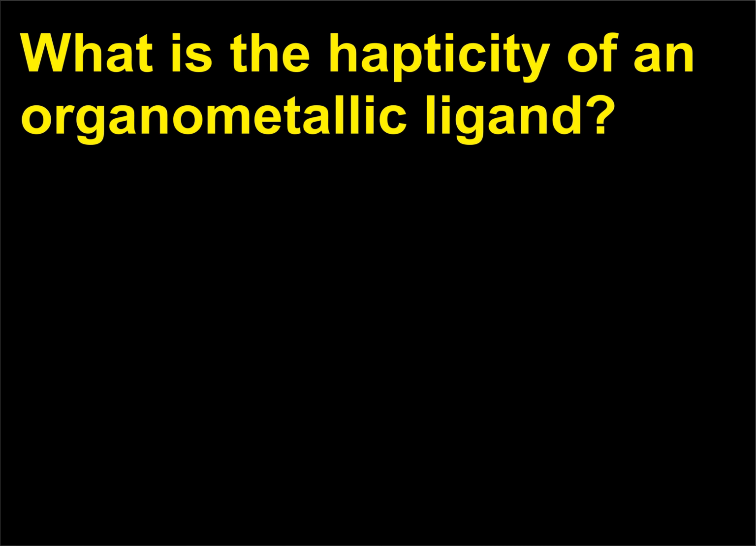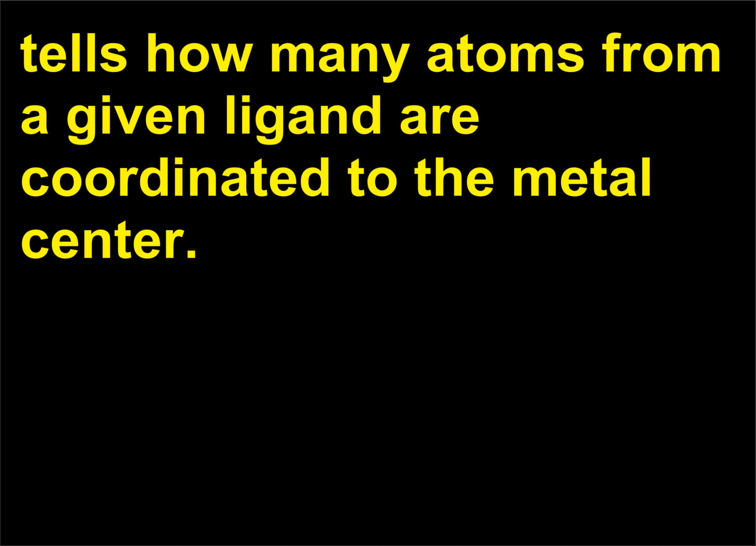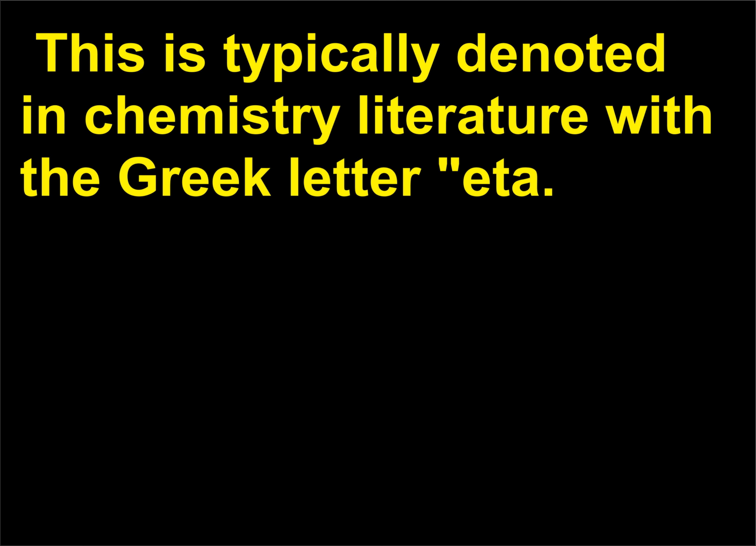What is the hapticity of an organometallic ligand? The hapticity of an organometallic ligand is a pretty simple concept. It just tells how many atoms from a given ligand are coordinated to the metal center. This is typically denoted in chemistry literature with the Greek letter eta.